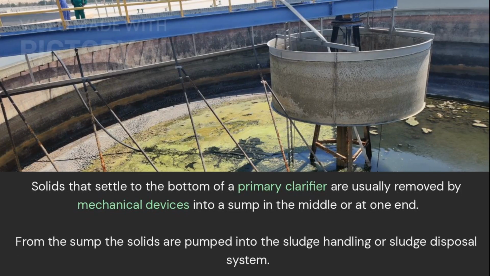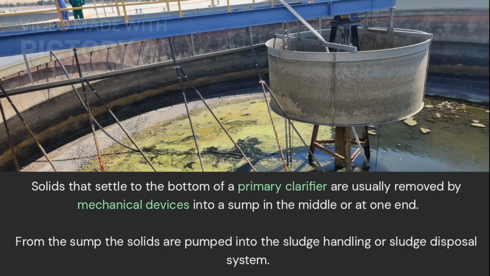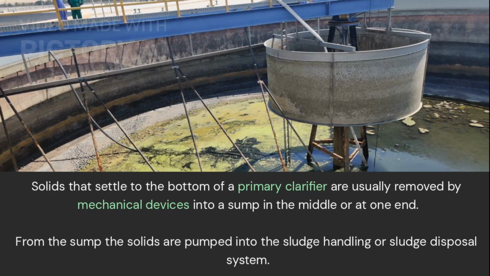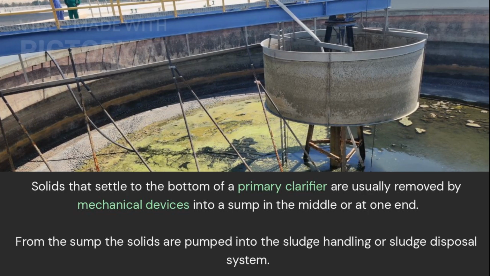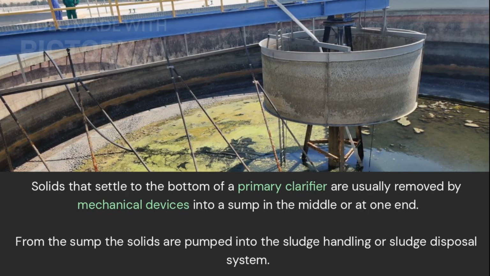Solids that settle to the bottom of a primary clarifier are usually removed by mechanical devices into a sump in the middle or at one end. From the sump, the solids are pumped into the sludge handling or sludge disposal system.